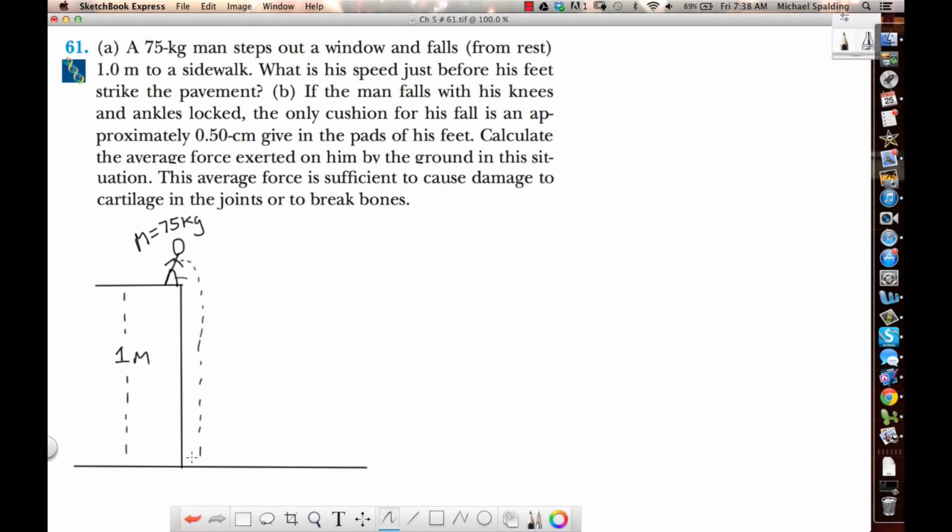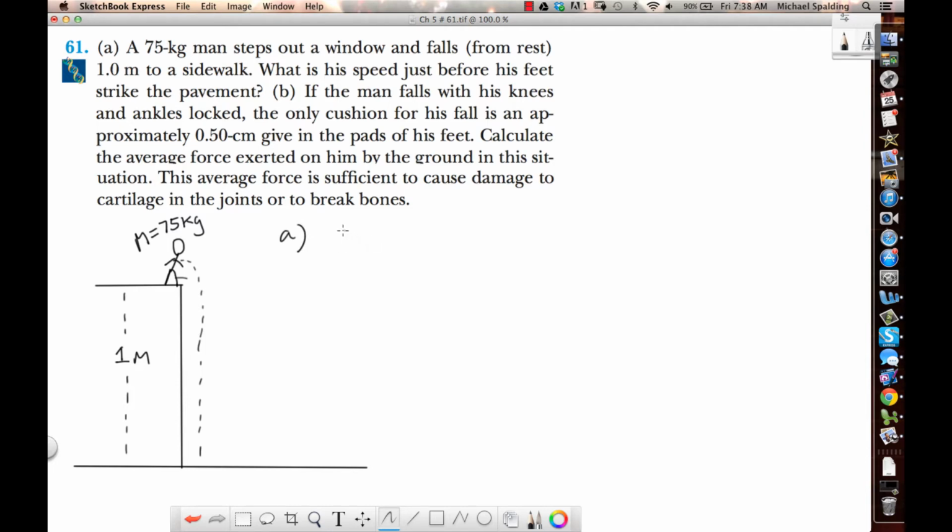So for that part, is it conservative or non-conservative? It's conservative. And what do I mean by conservative? The only force doing work is gravity or spring. What's the only force doing work as he falls to the ground? Gravity. So it's conservative. So for part A, like I said, you could have just used a kinematic.